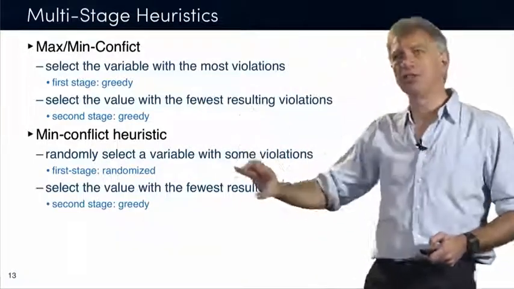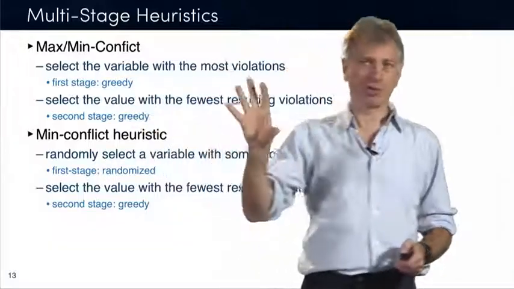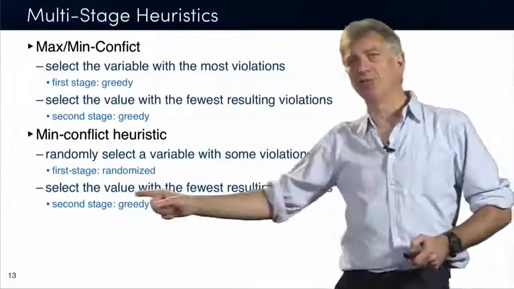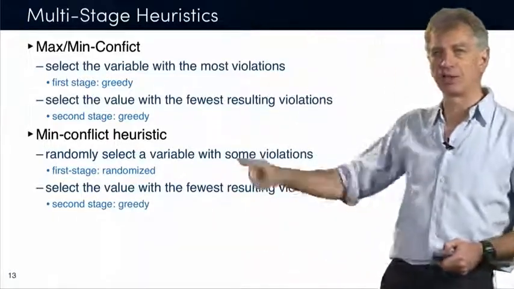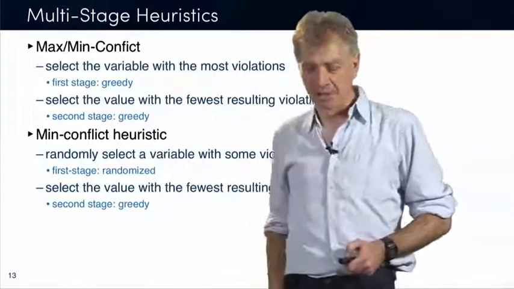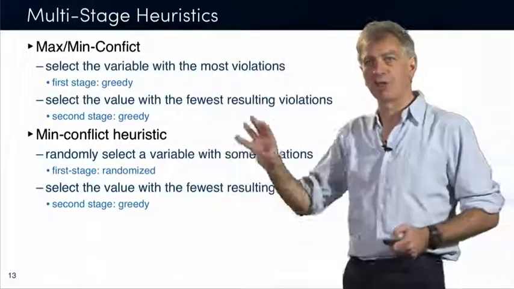And what you do here is you just select the first queen randomly. It has to have some violation, but you select it completely randomly. Okay? And then you select the value for that queen, which minimizes the set of violations. So that's typically called the min conflict heuristic. So the first step is randomized. The second step is greedy. So these are two examples of multistage heuristic.